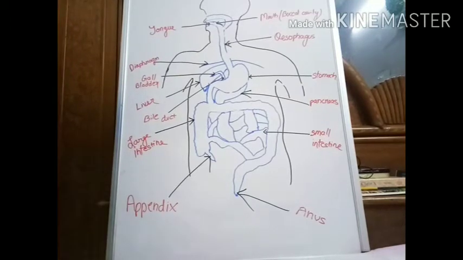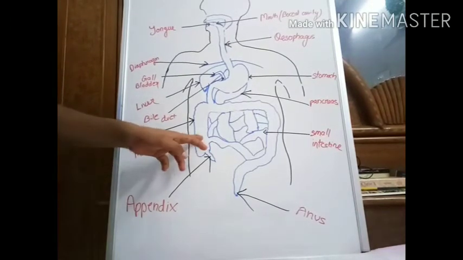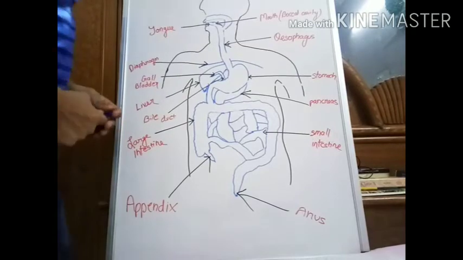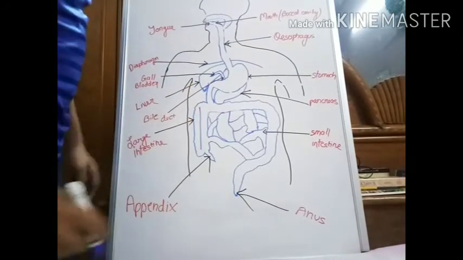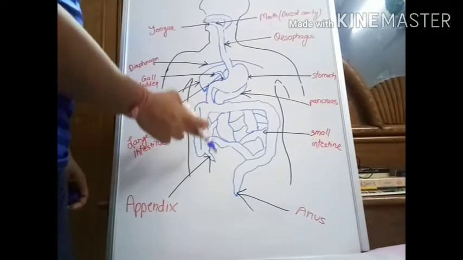So the large intestine also has three parts. They are known as colons. This part, from here to here, is known as the ascending colon.